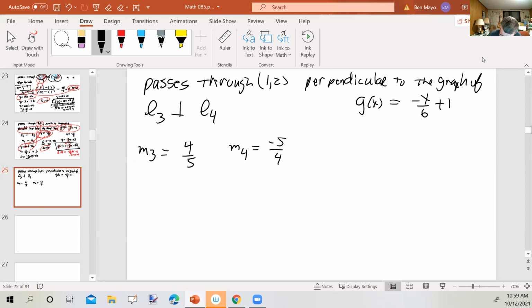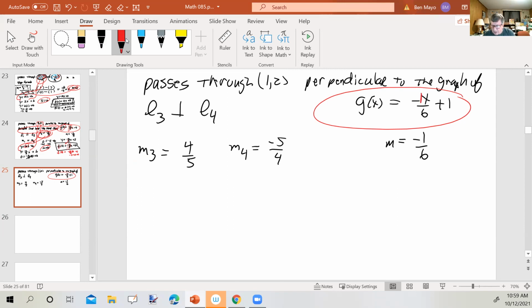Now, over here, what is the slope of this line? Well, it's negative 1/6, because keep in mind there's an implied 1. So negative 1 x over 6 is like negative 1/6 x. So if the slope of g of x is negative 1/6, the slope of the line that's perpendicular would be positive 6/1, or just 6. So it'd be the negative reciprocal. So the line we're creating has a slope of 6.